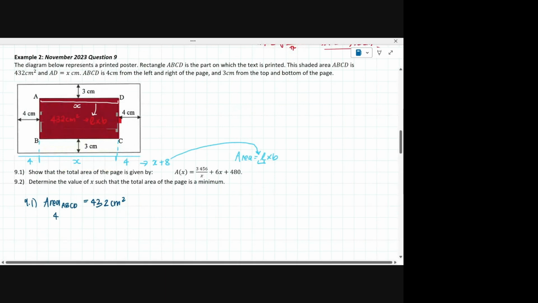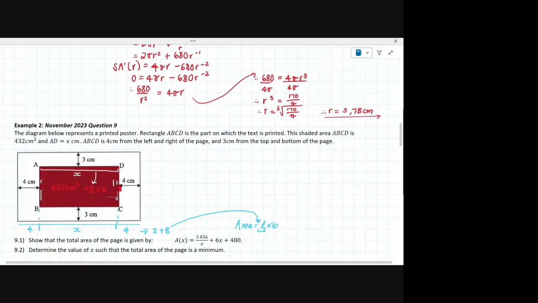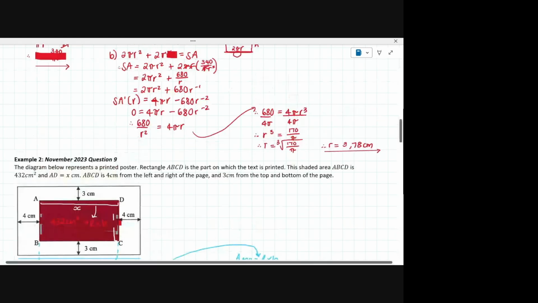We know that this is determined by saying length times breadth, and we know that the length is X. So X times B. We can go and figure out the breadth. Yes, it's in terms of X, but we can figure it out. If we divide both sides by X, the breadth is 432 over X. So up here, this breadth, DC, is 432 over x. That is what we have just determined.